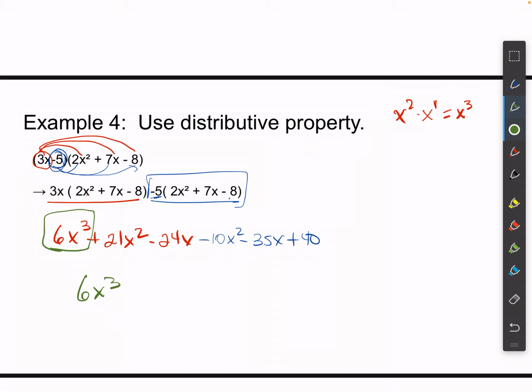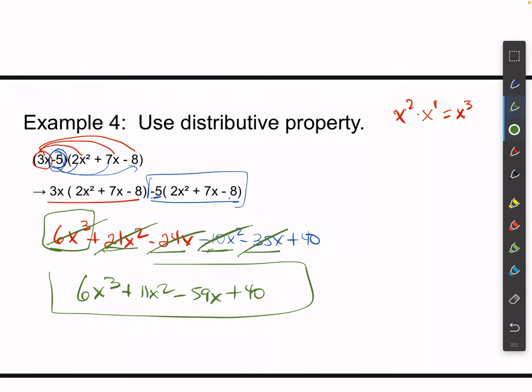Then we have, let's go to our x squared terms. We have these two. So we have 21 minus 10, which would be positive 11x squared. And then this one's gone. This one's gone. Then we have negative 24x minus 35x, which is going to be negative 59x, I believe, and then those are gone, and then plus 40. So just combining some like terms there, and we are done.